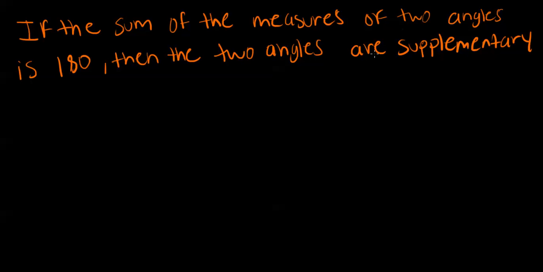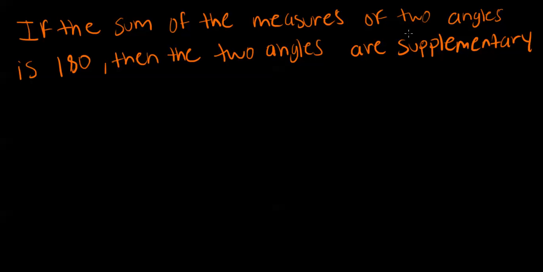In this section, we're going to be looking at biconditionals and definitions. A biconditional is a single true statement that combines a true conditional and its true converse. So let's look at an example of this. Here we have, if the sum of the measures of two angles is 180, then the two angles are supplementary.